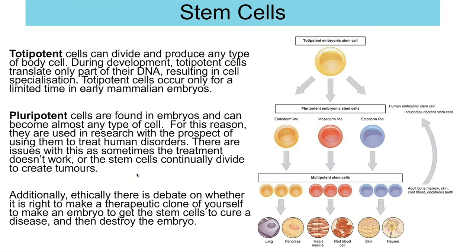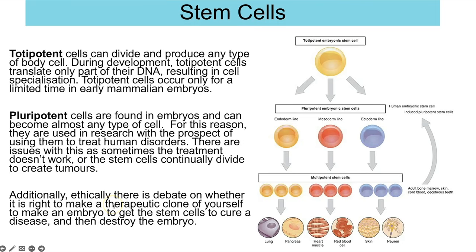For this reason, these are the ones that are used for research with the prospect of using them to treat human diseases, because you could potentially use these to create any type of cell or tissue except for the placenta. There are issues with this though, as sometimes the treatment doesn't work, or because stem cells continually divide, they can result in the formation of tumours.